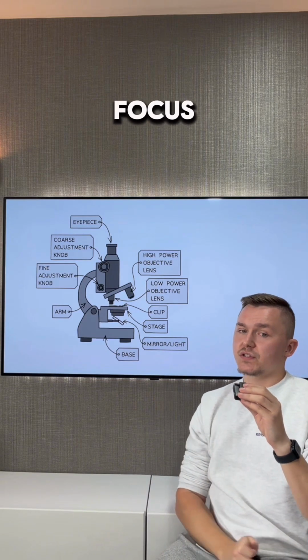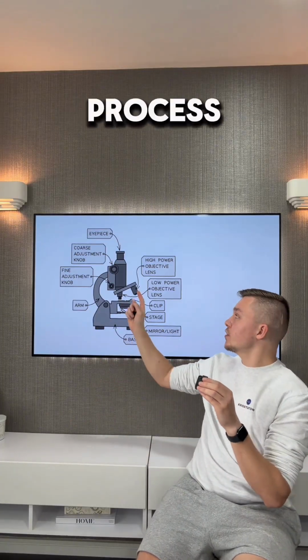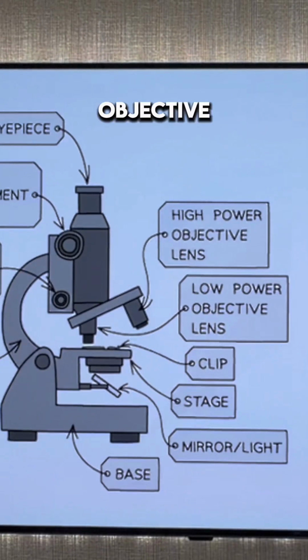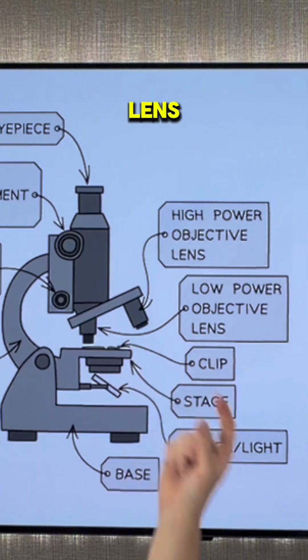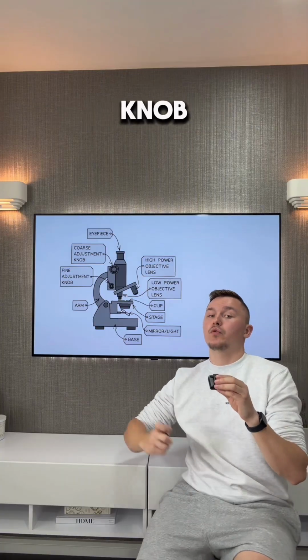adjustments to the focus. If we then wanted to see the image at a greater magnification, we would restart the process by changing this objective lens to a higher power lens, and then using the coarse adjustment knob and the fine adjustment knob all over again.